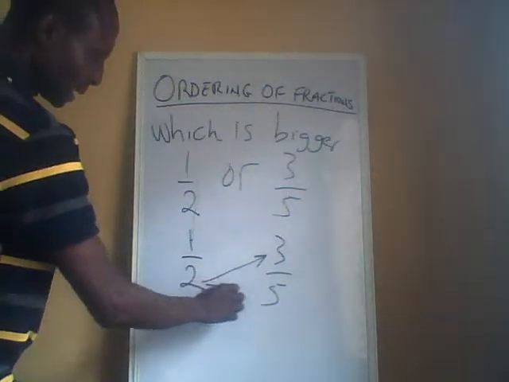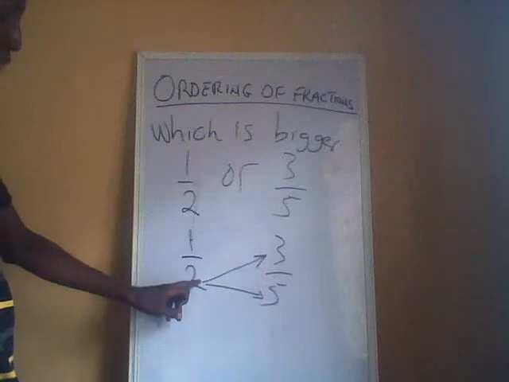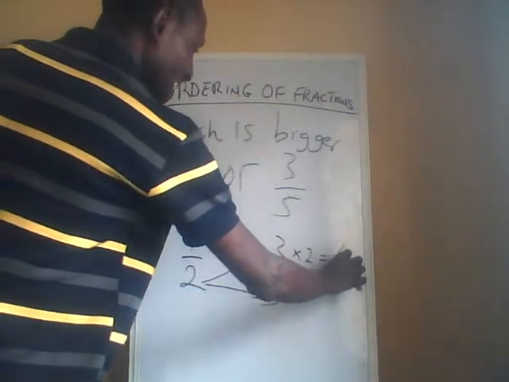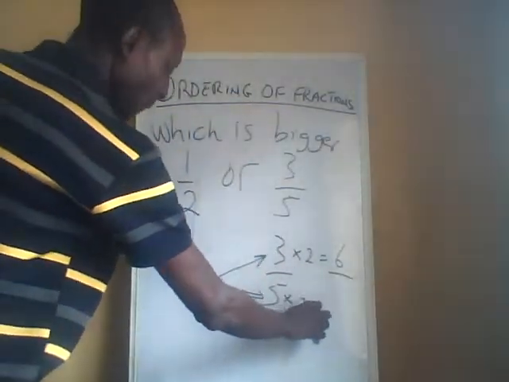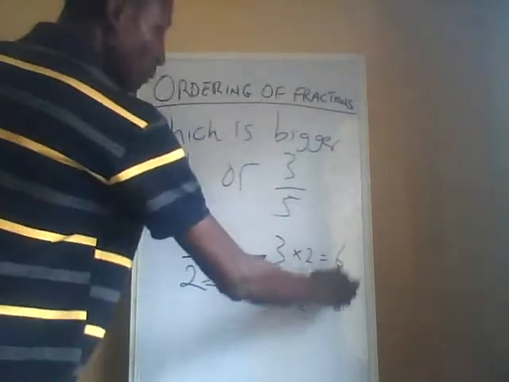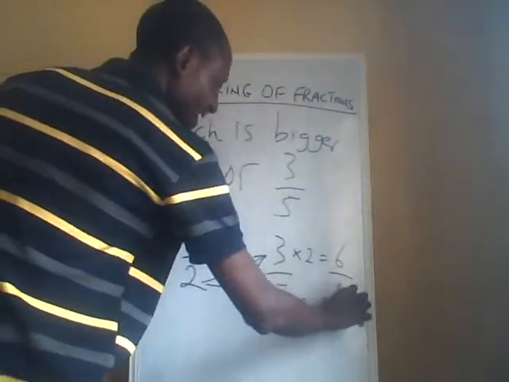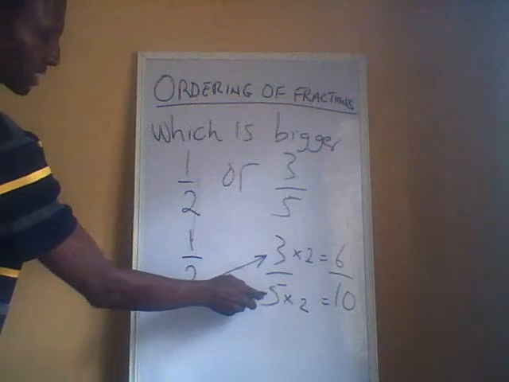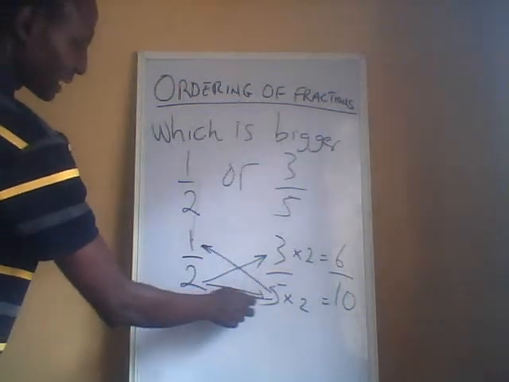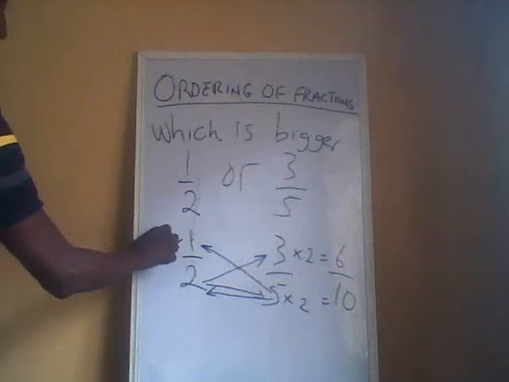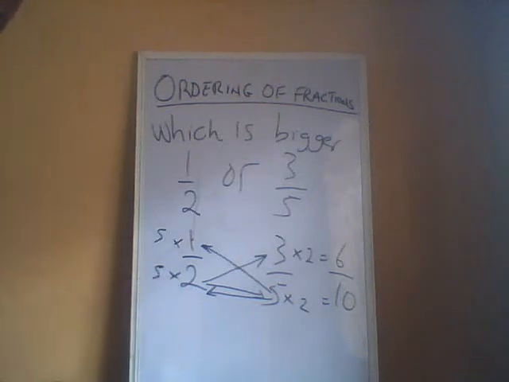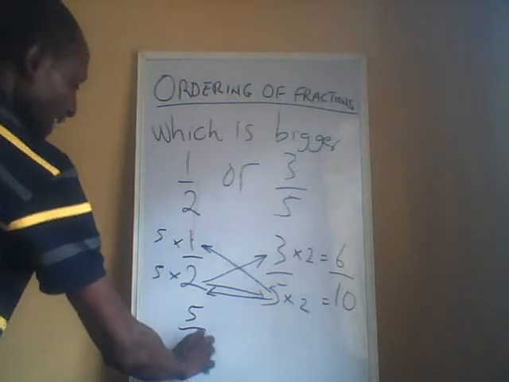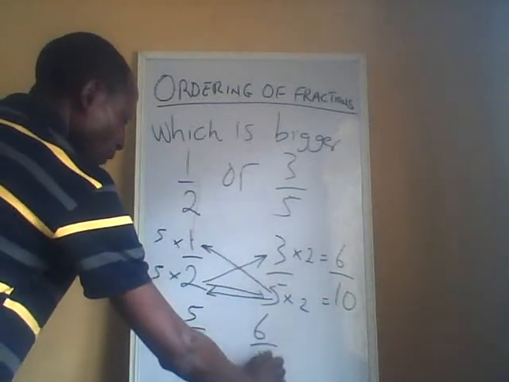Multiply the 3, multiply the 5. This denominator, 2, multiply the 3. So times this by 2, you have 6 over, then times this by the same 2, you have 10. So you have 6 over 10. Now, what do you do with this? Use this same 5, multiply this. So times 5, then times 5. Now, what do we have? 5 times 1 is 5. 5 times 2 is 10. Remember, this is 6 over 10.